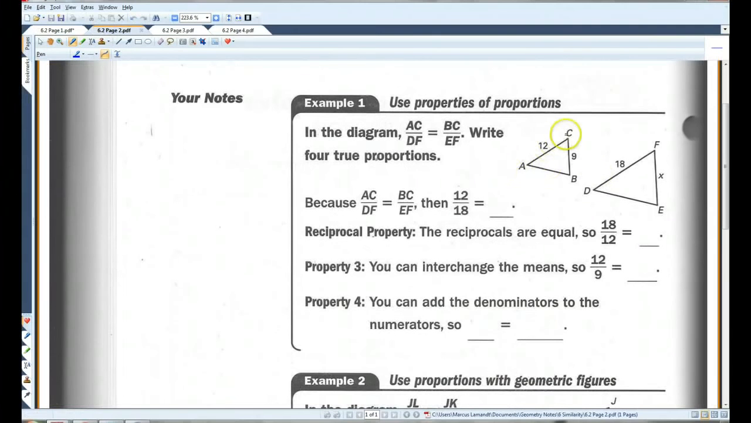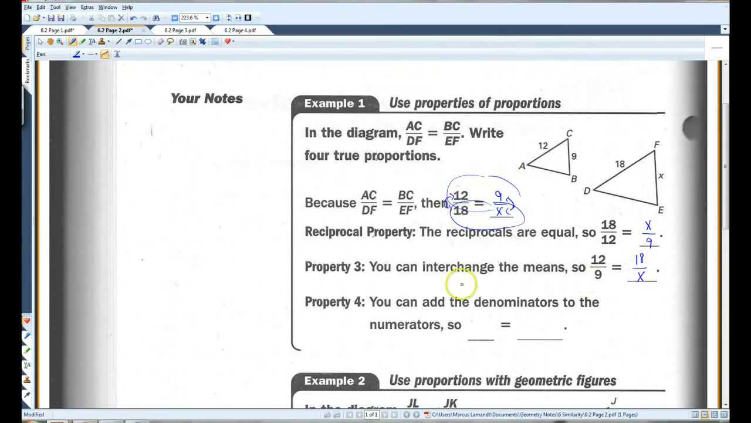In the diagram, AC over DF equals BC over EF. Now, if that's the case, then 12 over 18 equals 9 over x. And now they don't actually ask us to solve for x, they just want us to write 4 true proportions. Here's one. If we wanted, we could flip these over. Get 18 over 12 equals x over 9. Or we could go across. So 12 over 9 equals 18 over x.